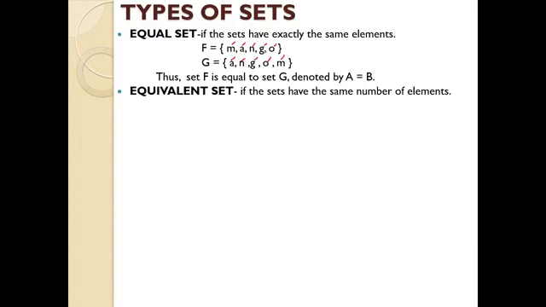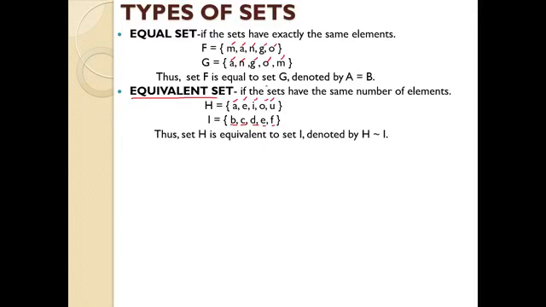And that is denoted as A equals B. When I say equivalent sets, the sets have the same number of elements. Now, how many elements do we have in set H? We have 1, 2, 3, 4, and 5. In set I, we have 1, 2, 3, 4, 5. Set H has 5 elements. Set I has 5 elements. Therefore, they are equivalent sets because they have the same number of elements. And take note, that is denoted by H is equivalent to I.